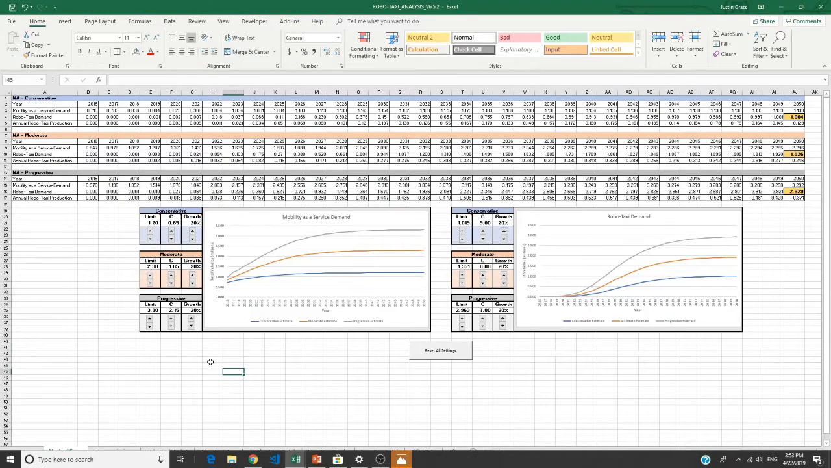And so here's the dashboard I have. We have our conservative, moderate, and progressive estimates, and we apply a logistic curve to our mobility as a service demand, and it's driven by these three variables right here. Our market limit, and this is all in millions of vehicles: how many millions of vehicles we believe will be in this market by the end of our model estimate.